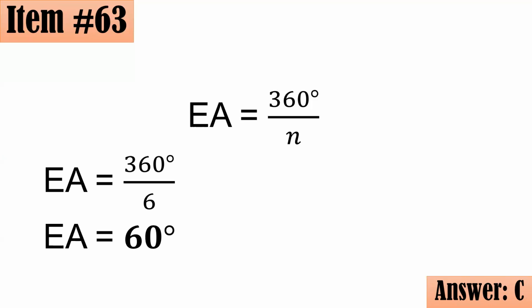So sa lahat ng sumagot ng C, tama po kayo. And I do also agree with Sir Chad, no? Nang sinabi niyang, if you add an interior angle plus an exterior angle, dapat 180 degrees po yan. Ang interior angle po ng isang regular hexagon ay 120 degrees. Kaya yung ginawa ni Sir Chad ay 180 degrees minus 120 degrees, which is 60 degrees.